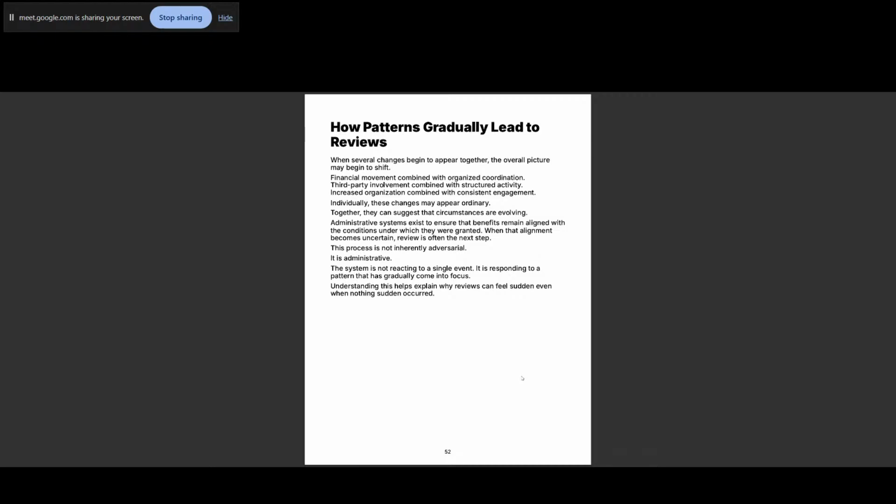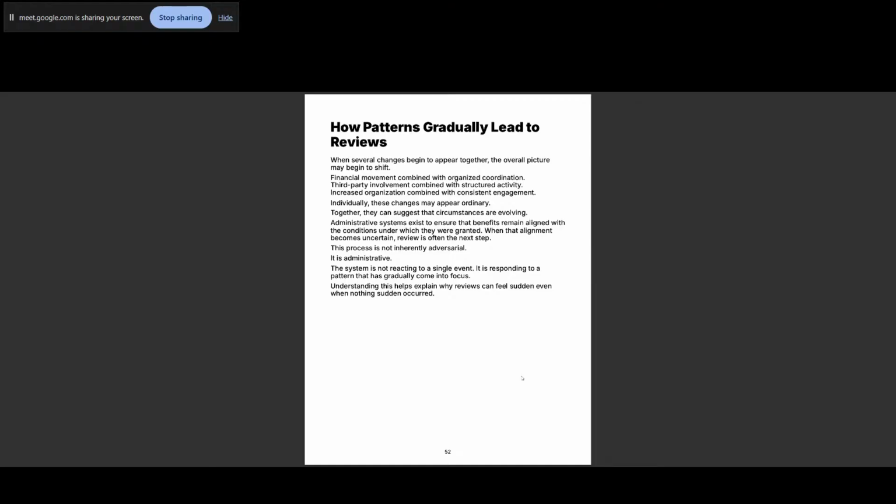How patterns gradually lead to reviews. When several changes begin to appear together, the overall picture may begin to shift. Financial movement combined with organized public coordination. Third-party involvement combined with structured activity. Increased organization combined with consistent engagement. Individually, these changes may appear ordinary. Together, they can suggest that circumstances are evolving.